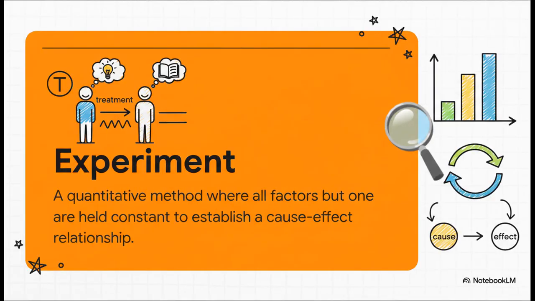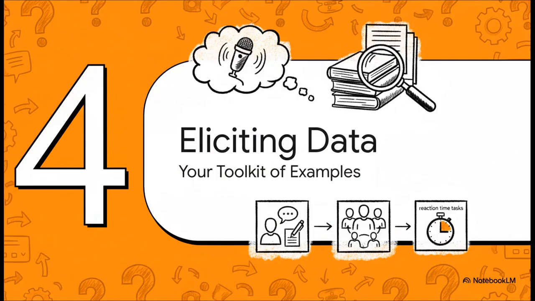And then at the complete opposite extreme, you've got the experiment. This is where a researcher might get two perfectly matched groups of learners. They'll give one group a new teaching method, that's the treatment, and the other group gets the regular old method. By controlling for everything else, they can try to prove that the new method actually caused the students to get better scores.